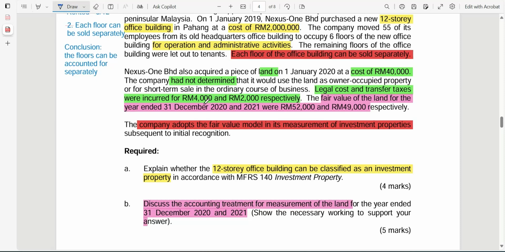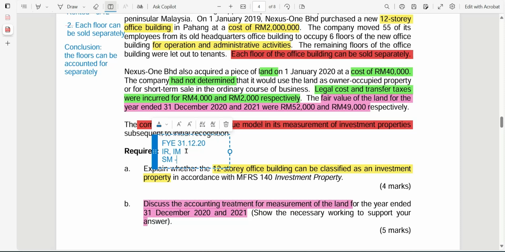So if you look at the information given here, there are two pieces of information. Number one is the fair value of the land and also the information on costs. So step one, go and find out how much the cost is. For the year ended 31st December 2020, you need to explain the initial recognition and initial measurement, and then also you need to explain subsequent measurement.